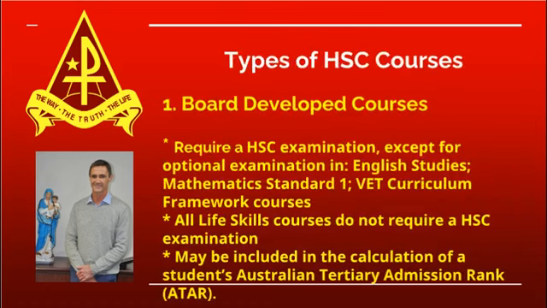There are 2 main types of courses students can study in Stage 6: Board Developed courses and Board Endorsed courses. Board Developed courses can either be Category A courses or Category B courses. Most courses offered at Marian Catholic College are Category A courses. Board Developed courses require students to sit a HSC examination, except for English Studies, Mathematics Standard 1, and VET Curriculum Framework courses, where the HSC examination is optional. Life Skills courses do not require students to sit a HSC examination.